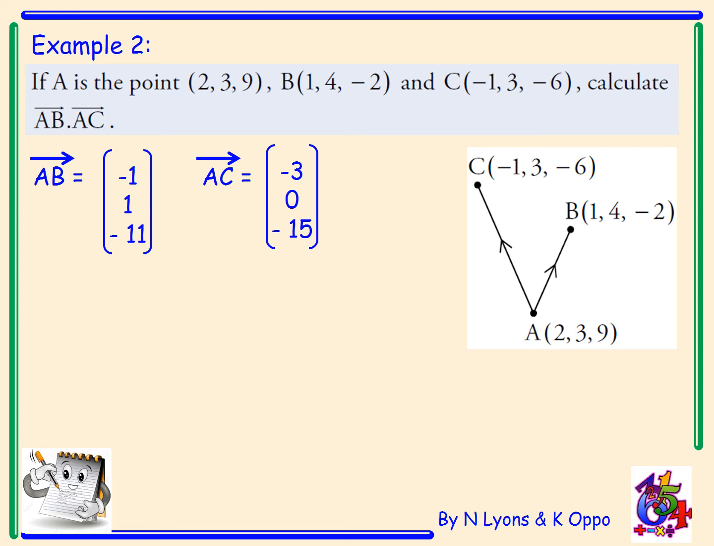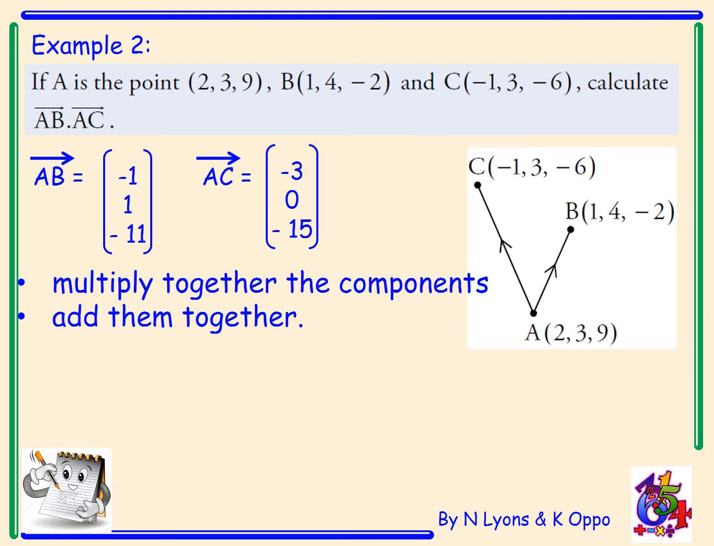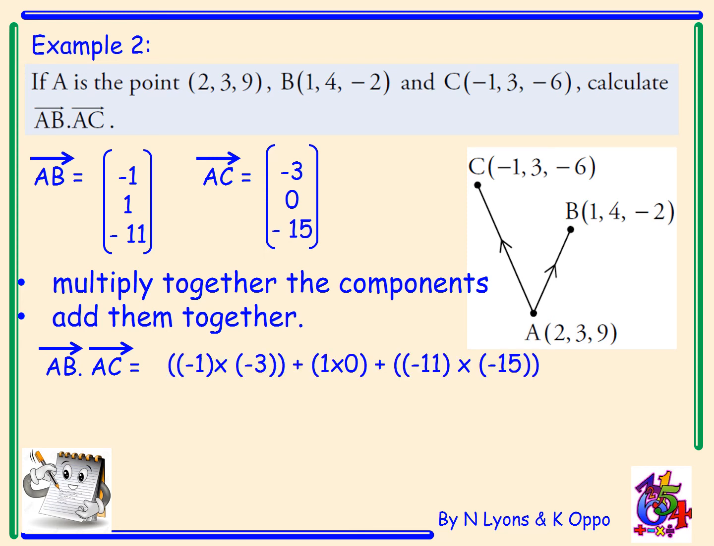So now I want to work out the scalar product of these two vectors. So again, remember, all we have to do is multiply together the corresponding components and then add them all together. So AB dot AC, the scalar product of the vectors AB and AC, equals, I've got minus 1 times minus 3, add on 1 times 0, add on minus 11 times negative 15. That equals 3 plus 0 plus 165, which equals 168.